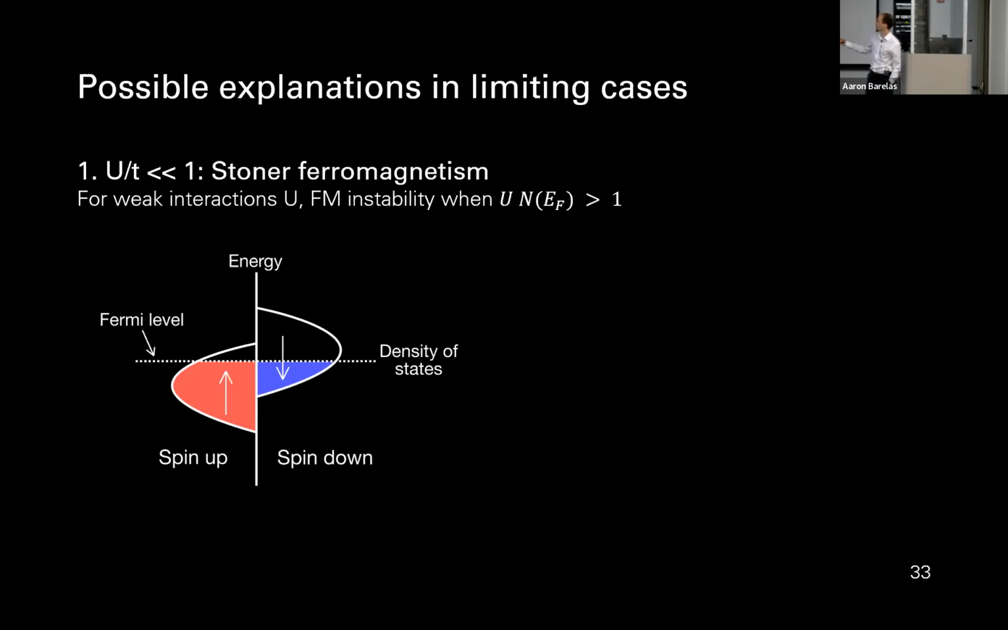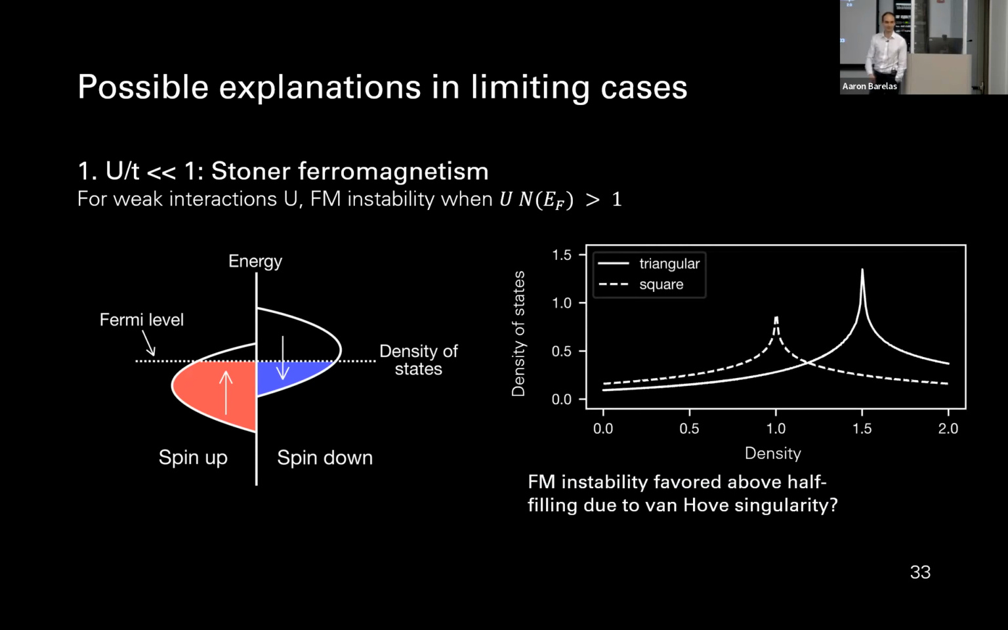Essentially, for weak interactions, provided that the density of states at the Fermi energy is strong enough, you could imagine a very small interaction energy between opposite spins lifting the degeneracy at the Fermi level and fully polarizing the system. And to answer Doc's question, here is the density of states plotted as a function of filling in the square lattice, dashed lines, versus the triangular lattice, solid line. And you see that there is a Van Hove singularity occurring at positive dopings in the triangular case, which could explain this particle-hole asymmetry.